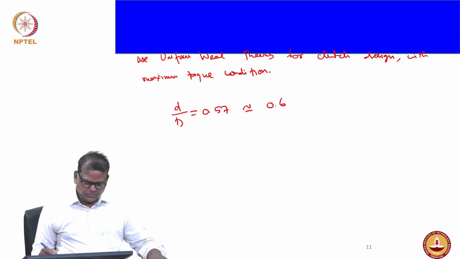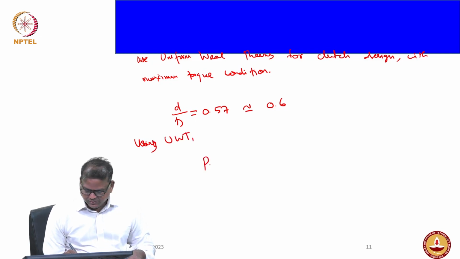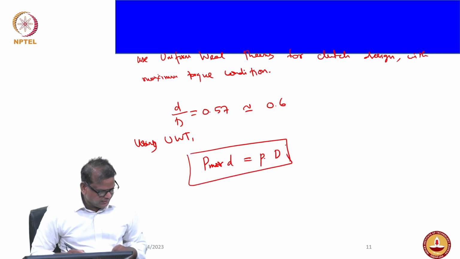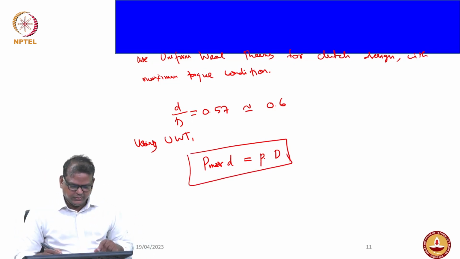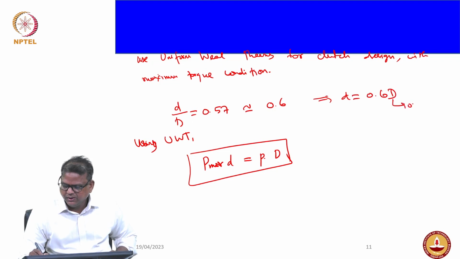Right, so using uniform wear theory, P max into d should be proportional to the allowable pressure times D. I think this is what we derived for the uniform wear theory. And we know that d is given from here, d equal to 0.6 times capital D. So this is your outer dia, and the small d is your inner dia of the clutch.